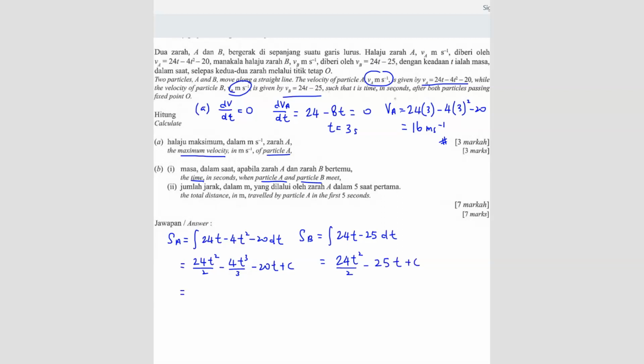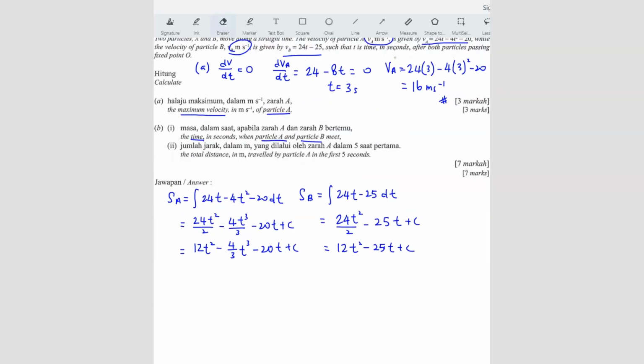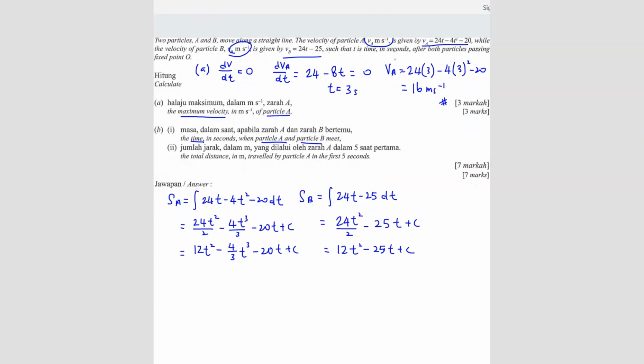Okay, so I just simplify this. I should get 12t square minus 4 over 3 t cubed minus 20t. Then here I'll get 12t square minus 25t plus c. So how do you get rid of the c? Normally for this kind of question, we can always assume that when t equals 0, what is the displacement? Because they are starting at the initial position, they haven't moved yet. So s is also equal to 0.